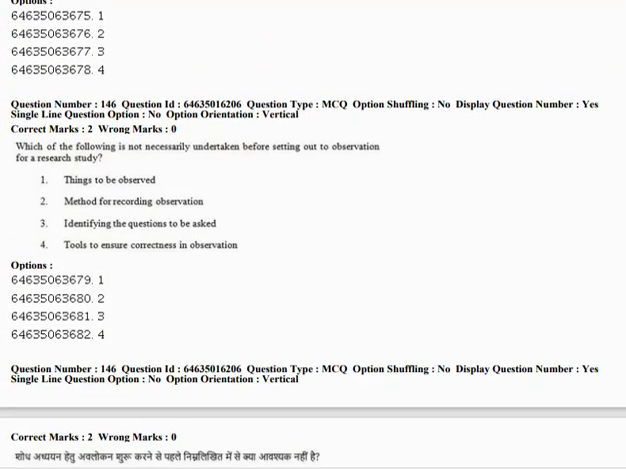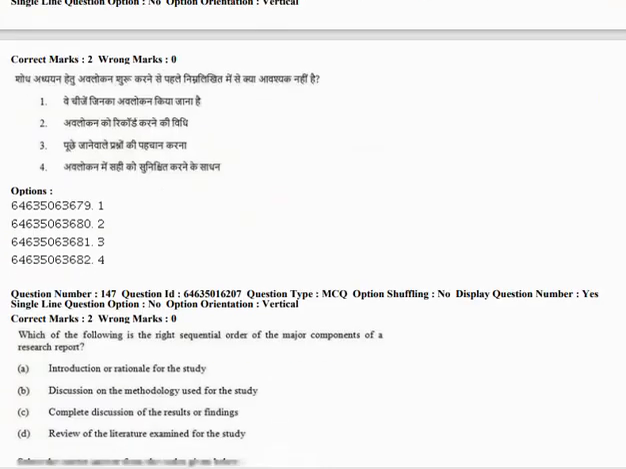146. Which of the following is not necessarily undertaken before setting out the observation for research study? Identifying the question to be asked, ये नहीं. बाकी things to be observed सही है. Method of recording observation ये भी सही है. Tools to ensure ये भी सही है. Option number 3 is the correct answer.